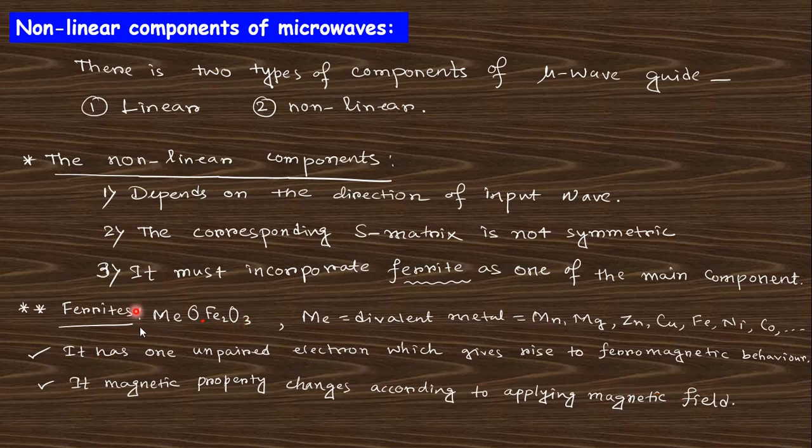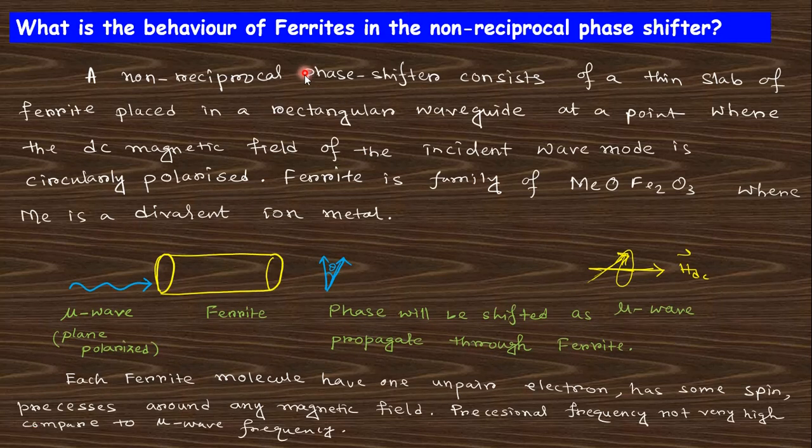So the ferrite material has the unpaired electron which gives rise to the ferromagnetic property, and its magnetic property changes according to the applied magnetic field. When we apply the magnetic field, its magnetic property changes with the applied field. That's why using this material we can make these devices behave as non-linear components. Okay, so we want to know how this ferrite material behaves as a phase shifter.